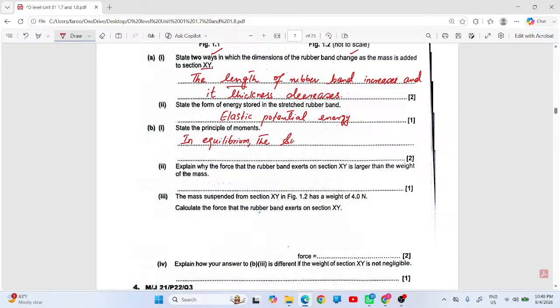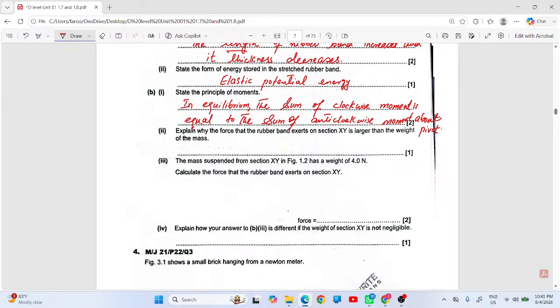the sum of clockwise moment is equal to the sum of anti-clockwise moment about pivot. तो जब भी कोई बॉडी इक्विलिब्रियम में होती है, so their clockwise and anti-clockwise moments are equal.